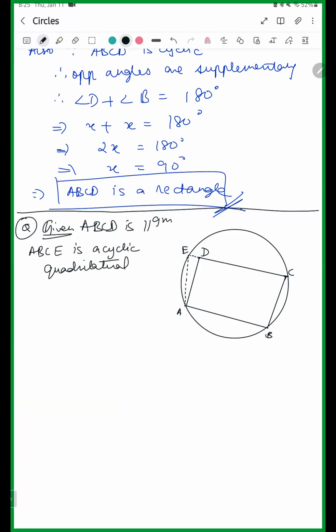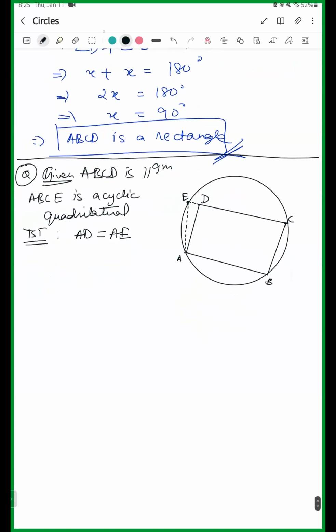So what is happening here is ABCD is a parallelogram and you're just extending the side CD. It's called producing. CD produced at E. It is intersecting the circle at this point, right? So this is E. So ABCE is a cyclic quadrilateral. It's not a parallelogram, obviously, but it's a cyclic quadrilateral. You need to show that AD equals AE.